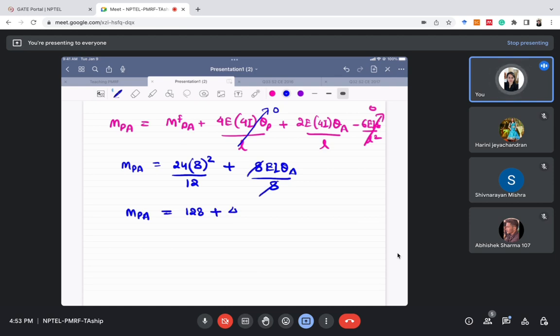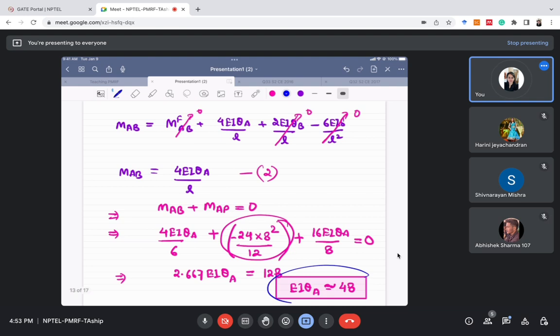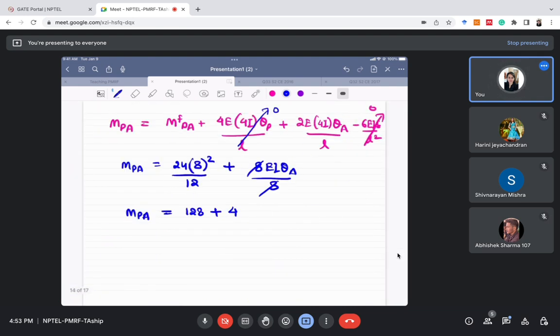8 will get cancelled. EI theta A value I can put from here. I was getting EI theta A as 48. So MPA will be equal to 176 kilonewton meter. This is the final answer I was getting.